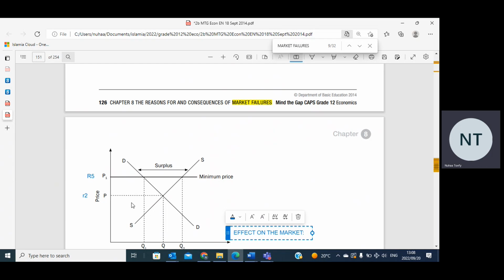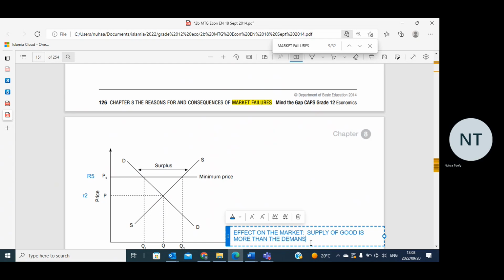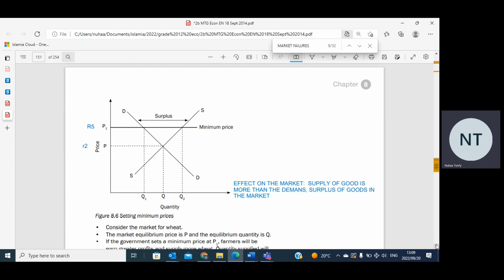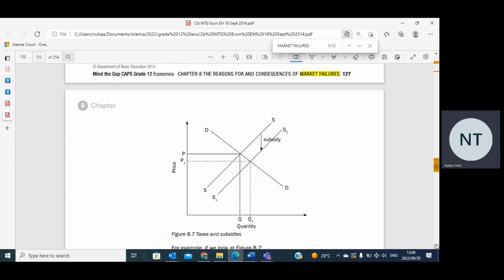The effect on the market is that the supply of goods is more than the demand. There is a surplus of goods in the market. Hope you guys got that. And you understand that there's my supply, there's my demand, my quantity supplied is there, my quantity demanded is there. Obviously, the law of supply says the higher the price, the more supply there is. The higher the price, the less demand there is. So that's going to be the effect on the market. I'm just going through things very quickly.